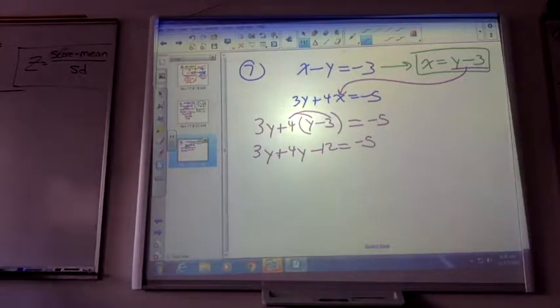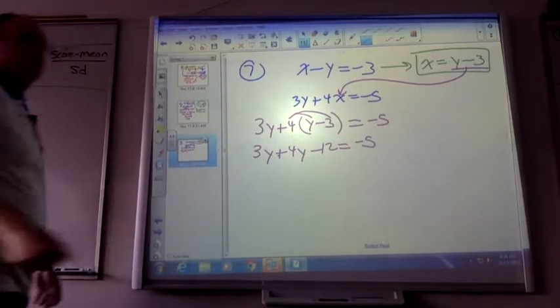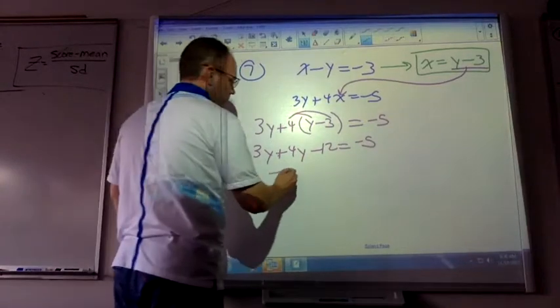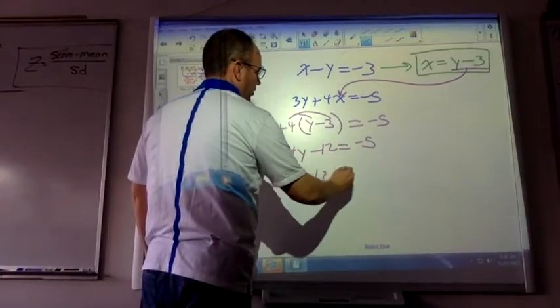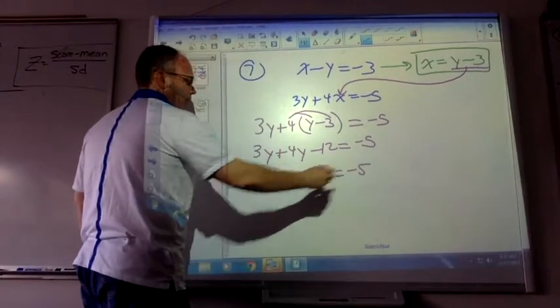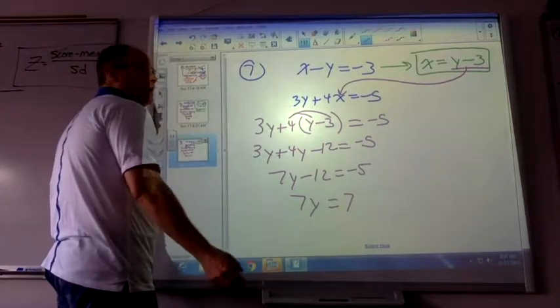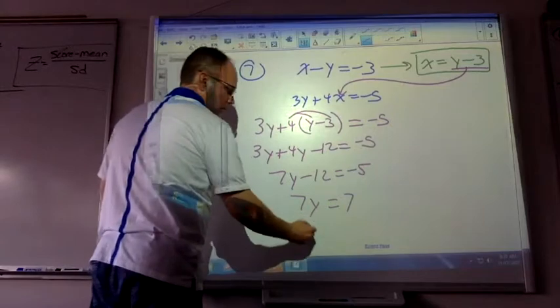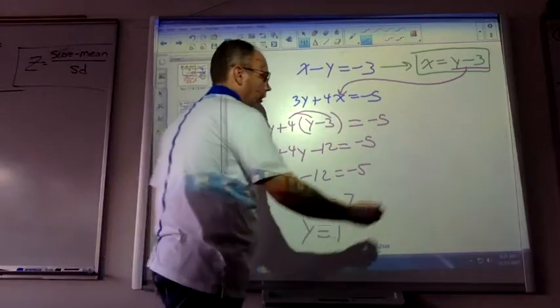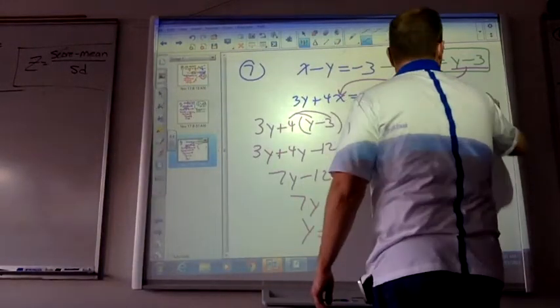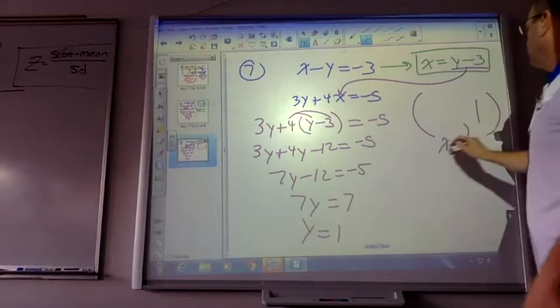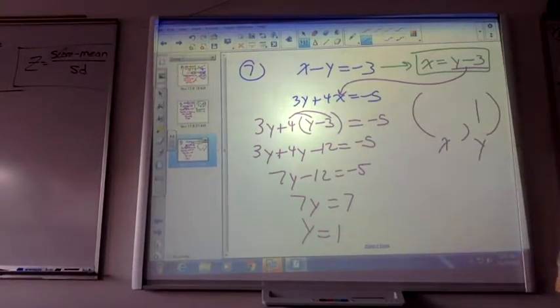Okay? Like terms, 3y and 4y is 7y. 7y minus 12 equals negative 5. Add 12 to both sides, so I get 7y equals 7. So what is y equal to? 1. Good. So I keep solving these for y, which is fine. So I have an x and a y value. Okay? Where would it make sense to plug that y value in?